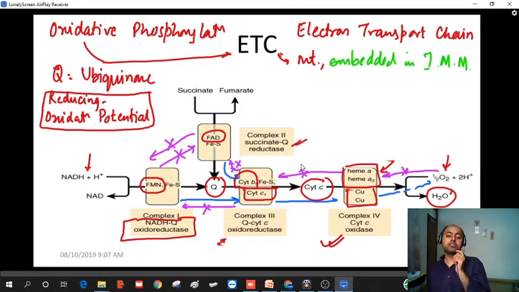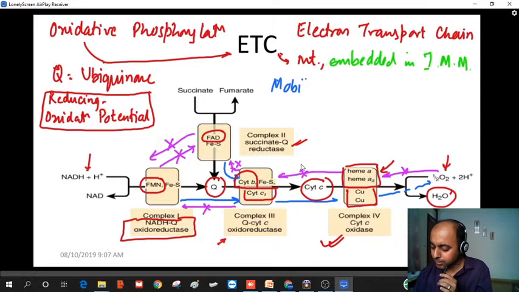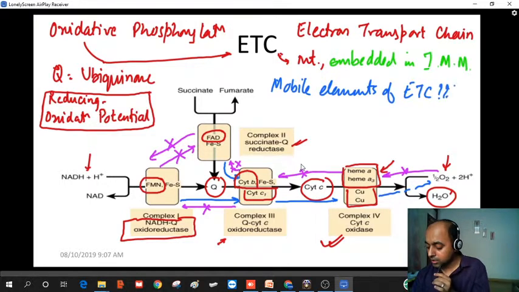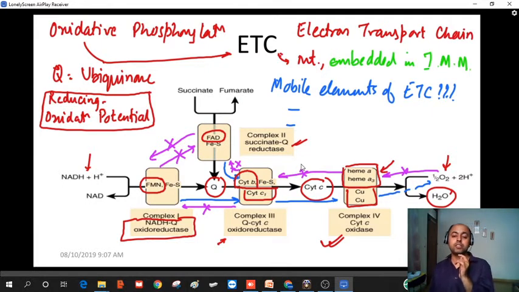Here, I would like to mention 2-3 points. As I've already mentioned, the ETC is embedded in the inner mitochondrial membrane, but two components of ETC are mobile. Which are the mobile elements of ETC? We have only two mobile elements in ETC. One is Q, the other is cytochrome C. Everything else is embedded in the inner mitochondrial membrane.